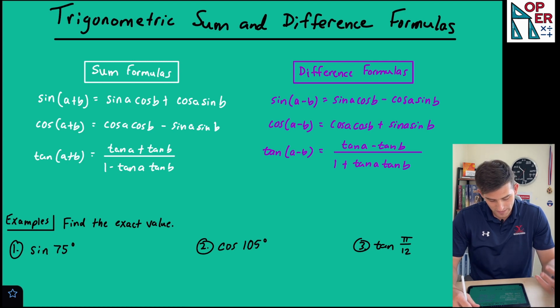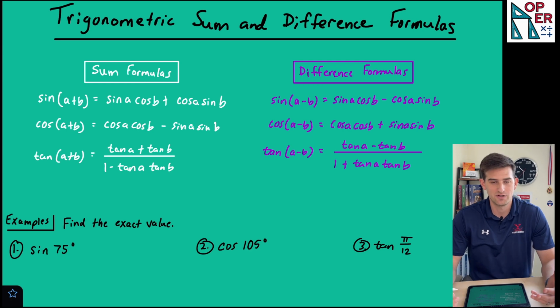So for the left and right, we see the sum formulas. If I have sine of A plus B, then we can expand that to sine of A times the cosine of B plus the cosine of A times the sine of B. For cosine of A plus B, maybe a little bit more straightforward. We have cosine of A times cosine of B minus sine of A sine of B.